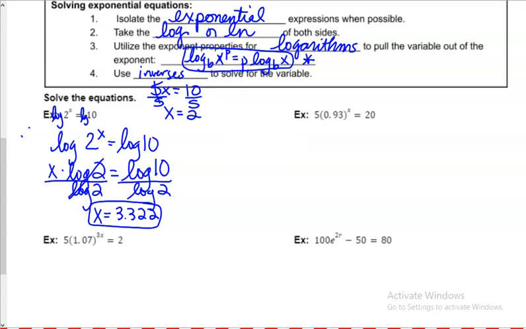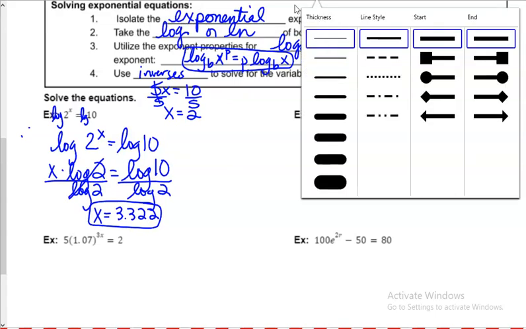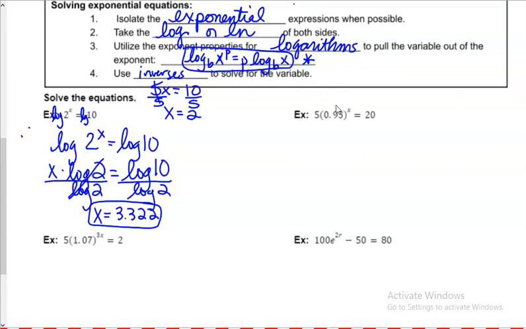And we can do it again. Okay, so let's try another one. We want to isolate the exponential. Here's my exponential, but I have a 5 hanging out.